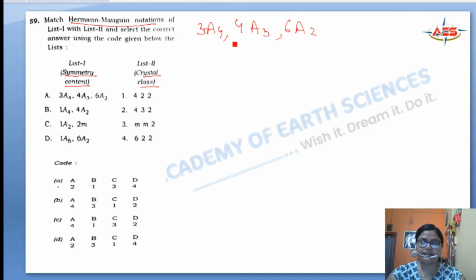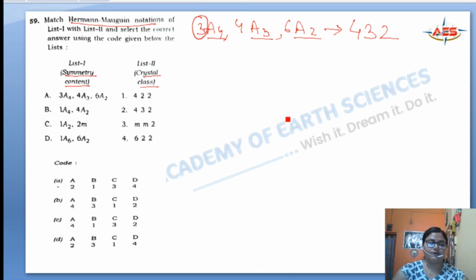Let's first look at this. Here A4 means the tetrad axis, A3 means the triad axis, A2 means the diad axis. The number of axes is represented by the prefix. Here there are 3 tetrad axes, 4 triad axes and 6 diad axes. Which crystal class does this represent? This represents 432. Okay, it represents the 432 crystal class and it belongs to the cubic system.